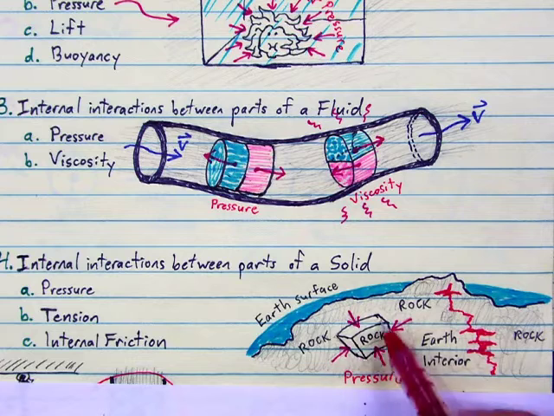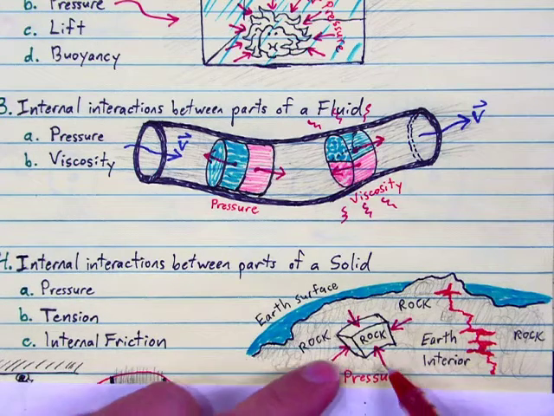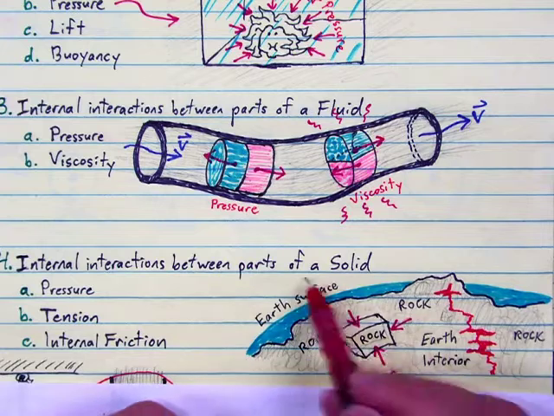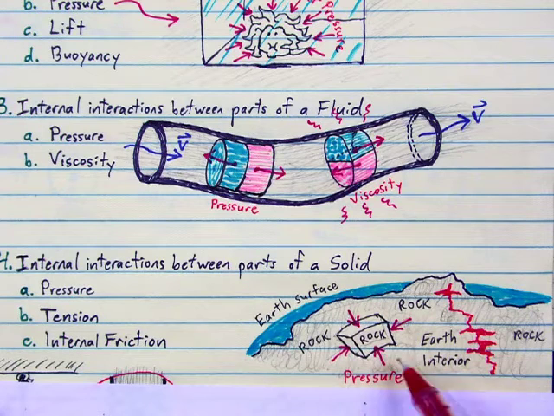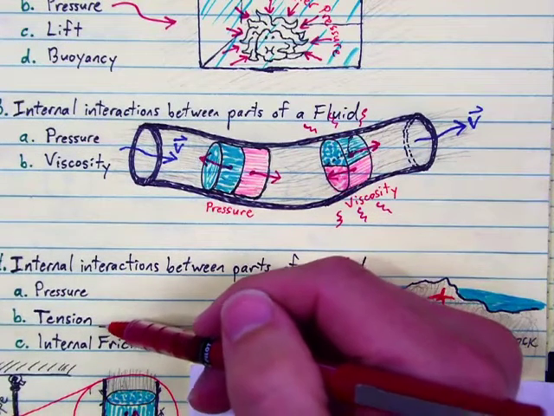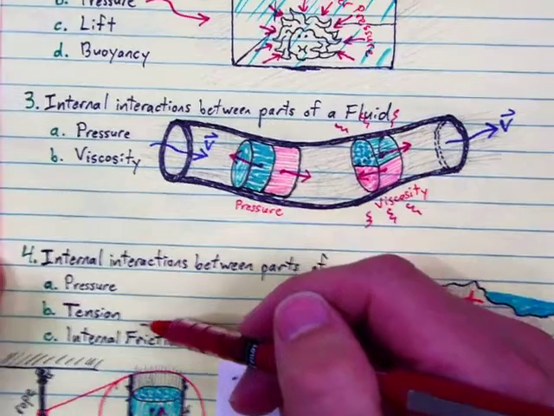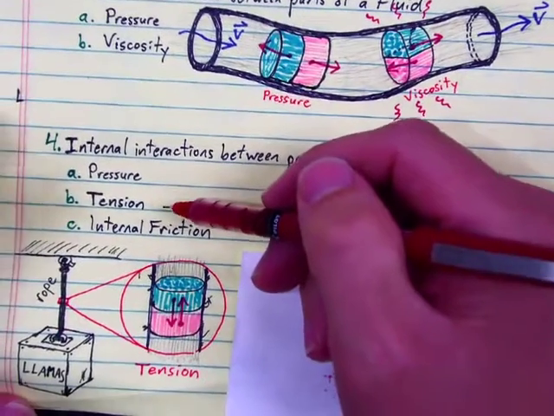So a little bit of rock inside here, this region is being pushed upon by all the surrounding rock. It's feeling pressure inside the solid body. It's one part of a solid pushing on another part of a solid. Pressure there as well. Tension will occur in a rope or cable or string, anything that is stretched out, anything that's being stretched and held stretched, a spring perhaps.